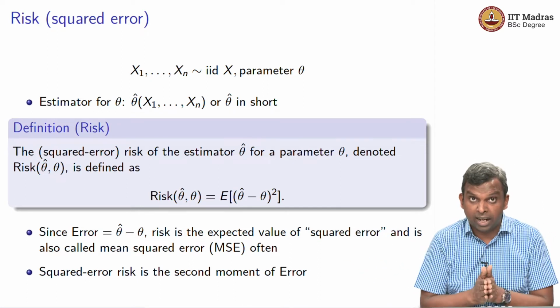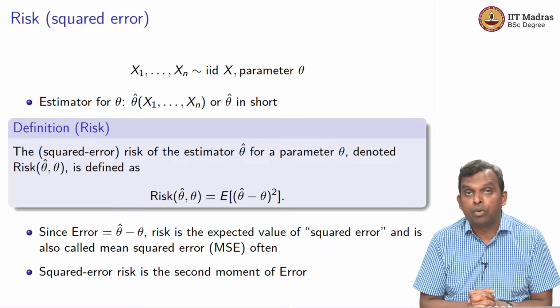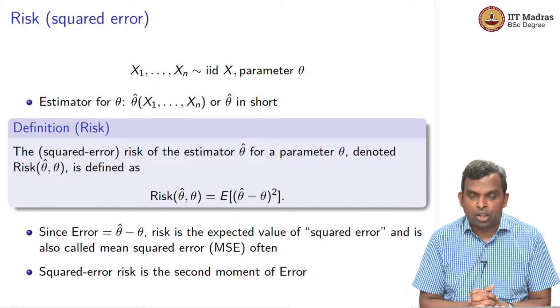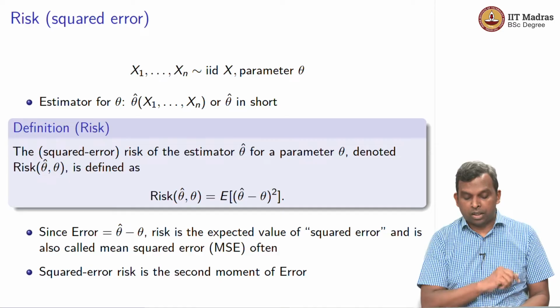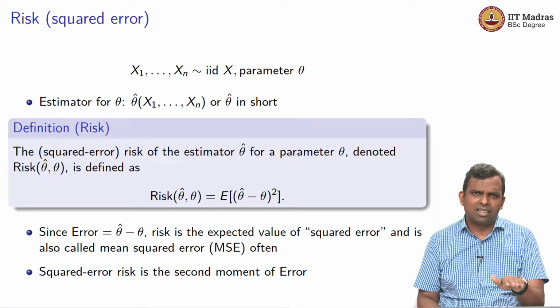So you look at the squared error, and that is going to really give you a true picture of whether or not things are working well. Okay, so risk is a good quantity. We'll see how to compute these in various examples.